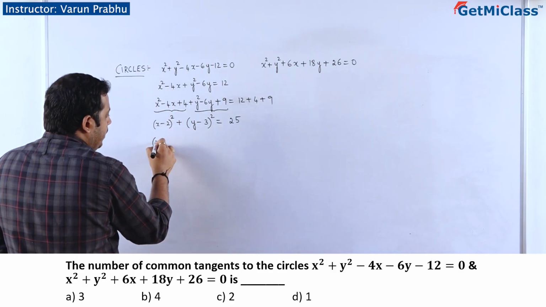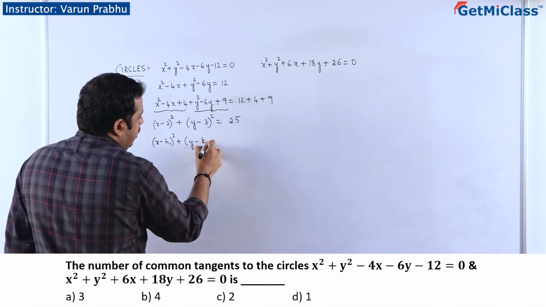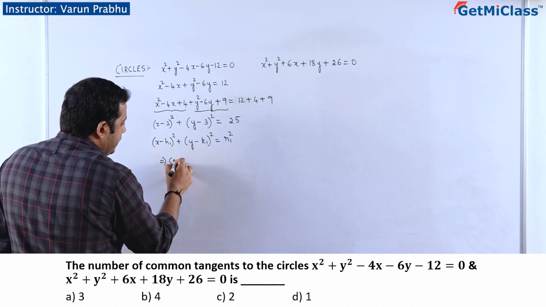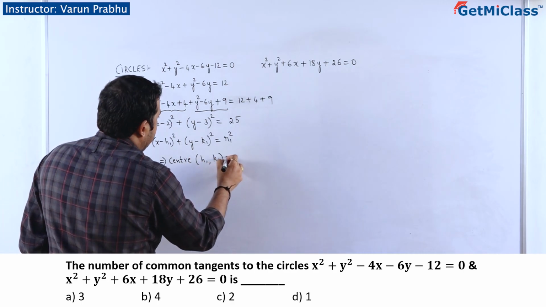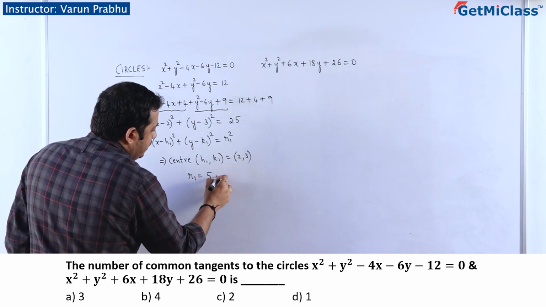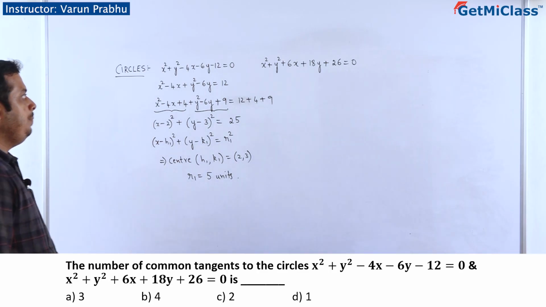Now if you compare with (x − h1)² + (y − k1)² = r1², this implies that the center of the first circle, (h1, k1), is (2, 3), and the radius r1 of the first circle is 5 units. This is the first circle.